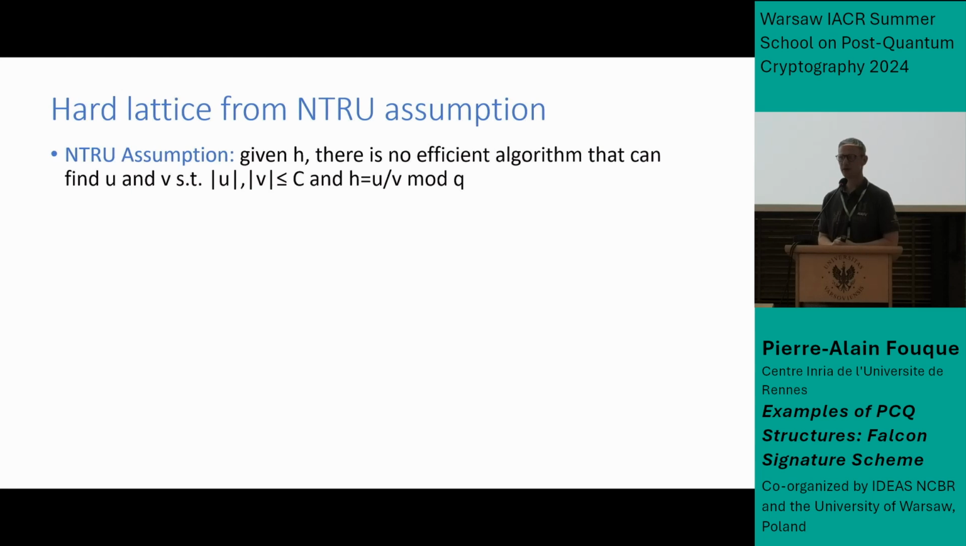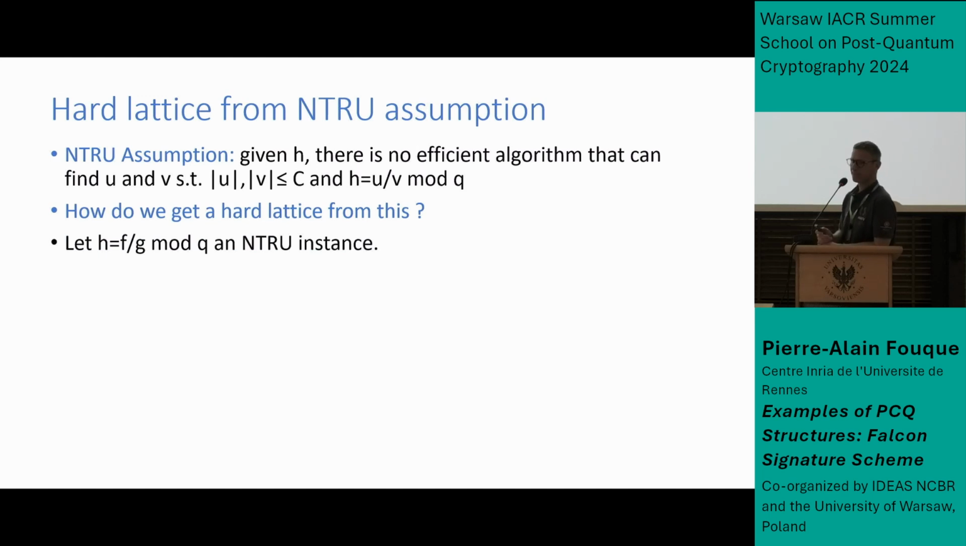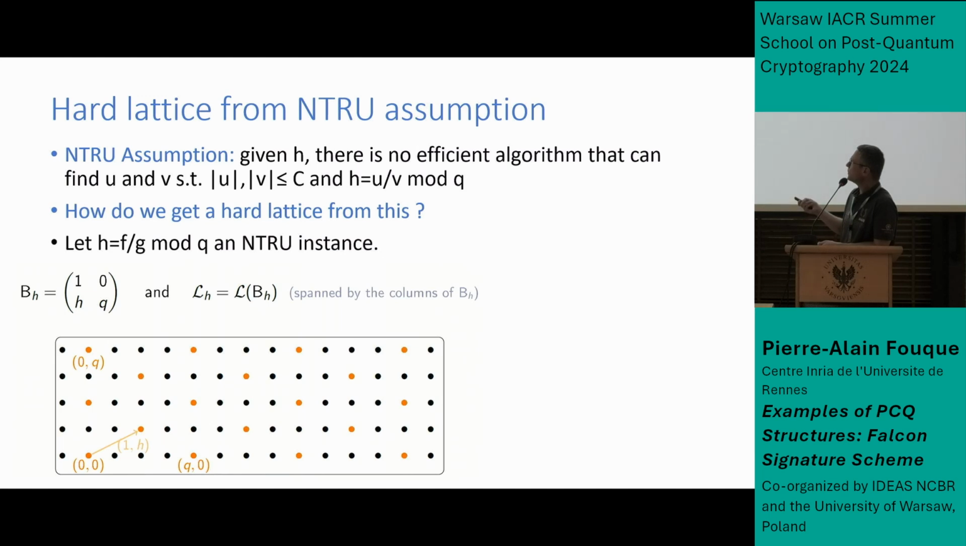So what is the NTRU assumption? The NTRU assumption is that given h, it is difficult to recover two polynomials with short coordinates such that h is the quotient of these two polynomials. Okay, so how can we get a hard lattice from this value? It is the following. Let h be some NTRU instance. And so we can define this lattice, the lattice generated by 1, 0, q, and h.